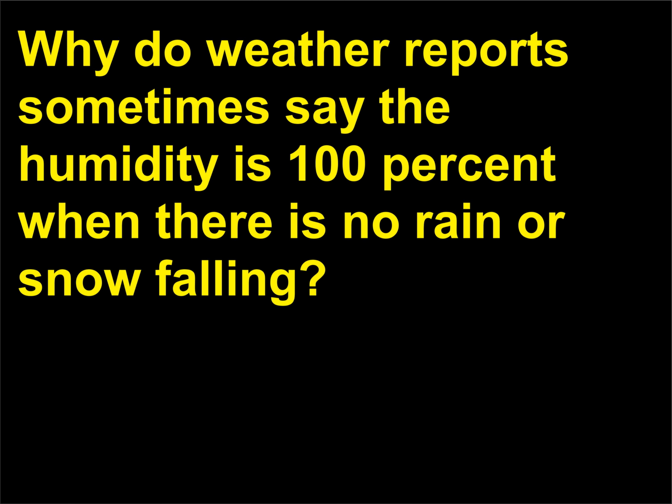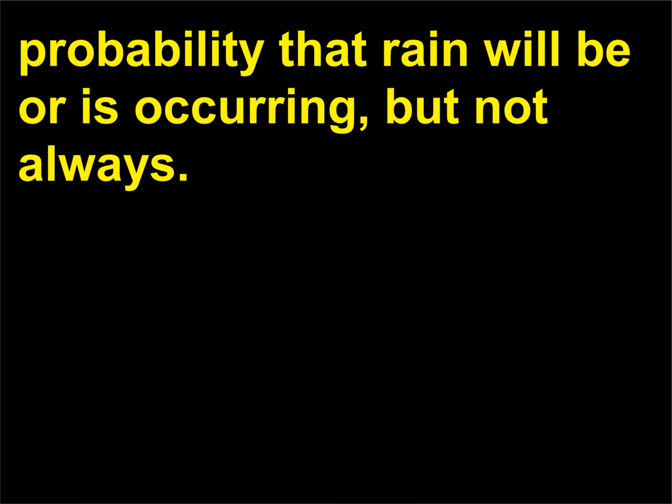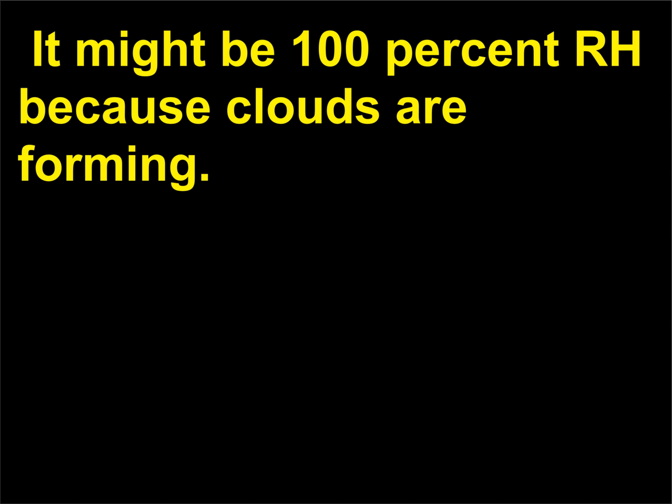Why do weather reports sometimes say the humidity is 100% when there is no rain or snow falling? A reading of 100% humidity usually means there is a high probability that rain will be or is occurring, but not always. It might be 100% RH because clouds are forming.